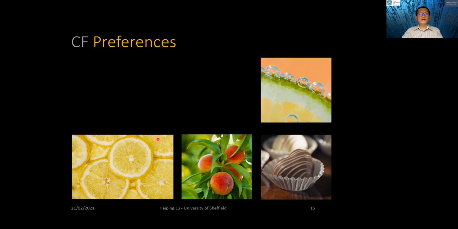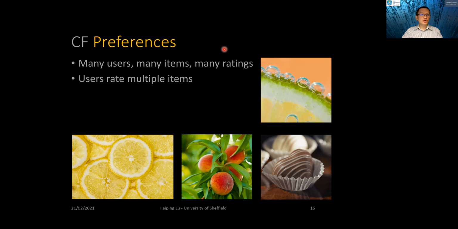And there are certain preferences for a collaborative filtering system to work. This kind of system will prefer many users, many items, and many ratings. And it assumes that the users will rate multiple items. And it also assumes that the users will have some other users with similar needs or tastes. If someone has a very unique need and a very unique taste, and the users in the database have no similar needs or tastes, then collaborative filtering will not work.